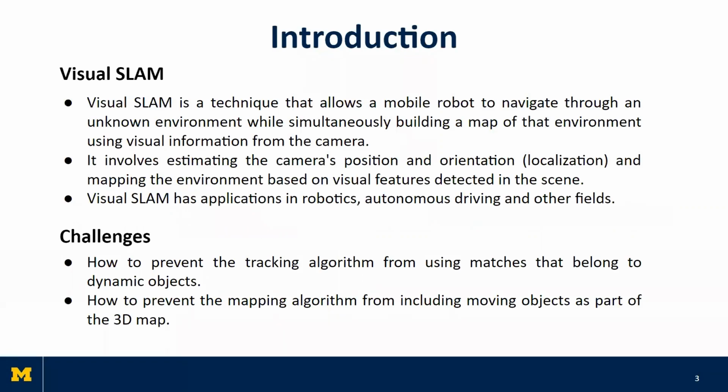I'll first give a brief introduction of Visual SLAM. Visual SLAM is a technique that allows a mobile robot to navigate through an unknown environment while simultaneously building a map of that environment using visual information from the camera. It involves estimating the camera's position and orientation and mapping the environment based on visual features detected in the scene. Visual SLAM has applications in robotics, autonomous driving, and other fields.